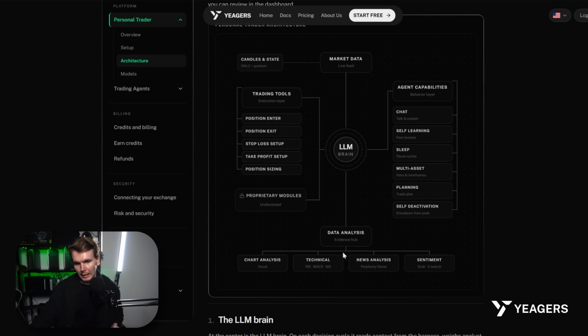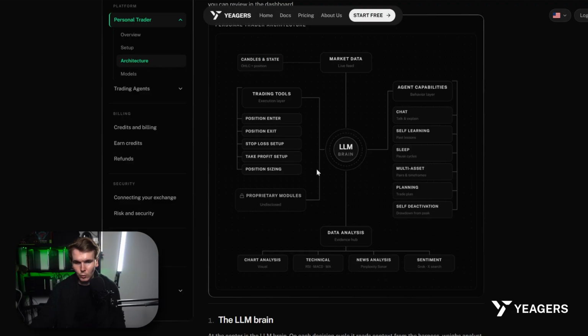On the data analysis side, it can look at charts, it has vision capabilities, it can analyze technical indicators and create technical indicators, it can source and analyze recent news, and it can understand people's sentiment. So it can understand what society is thinking about a particular coin, token, or any other asset that you're trading with the personal trader.